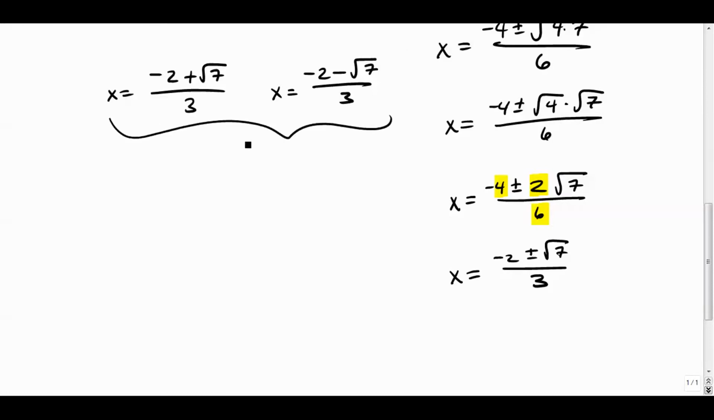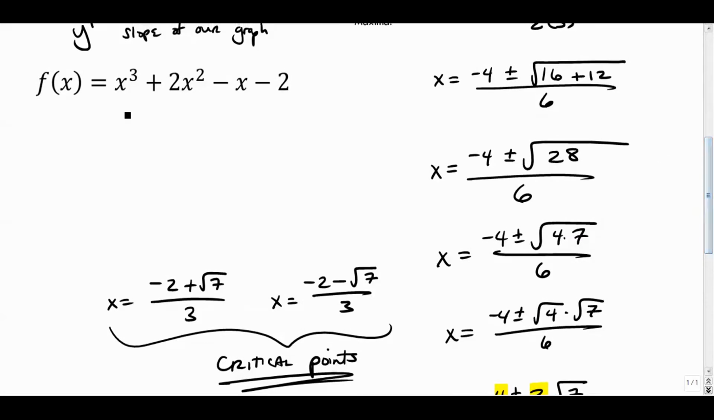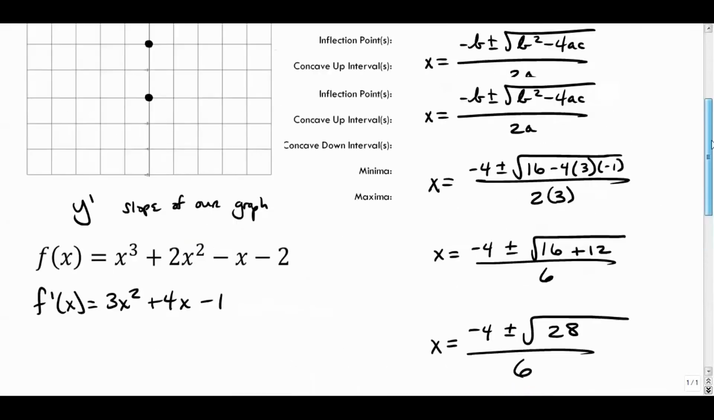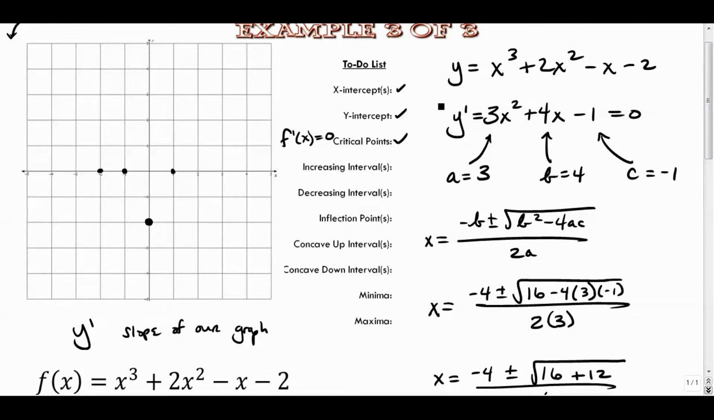So these are what we call our critical points. That's where the derivative is equal to 0. Those are the x values that make your derivative 0. Remember, your derivative, I'll write it again, is 3x squared plus 4x minus 1. So these two values right here are where this derivative is equal to 0. So we can go up here and check off our critical points.